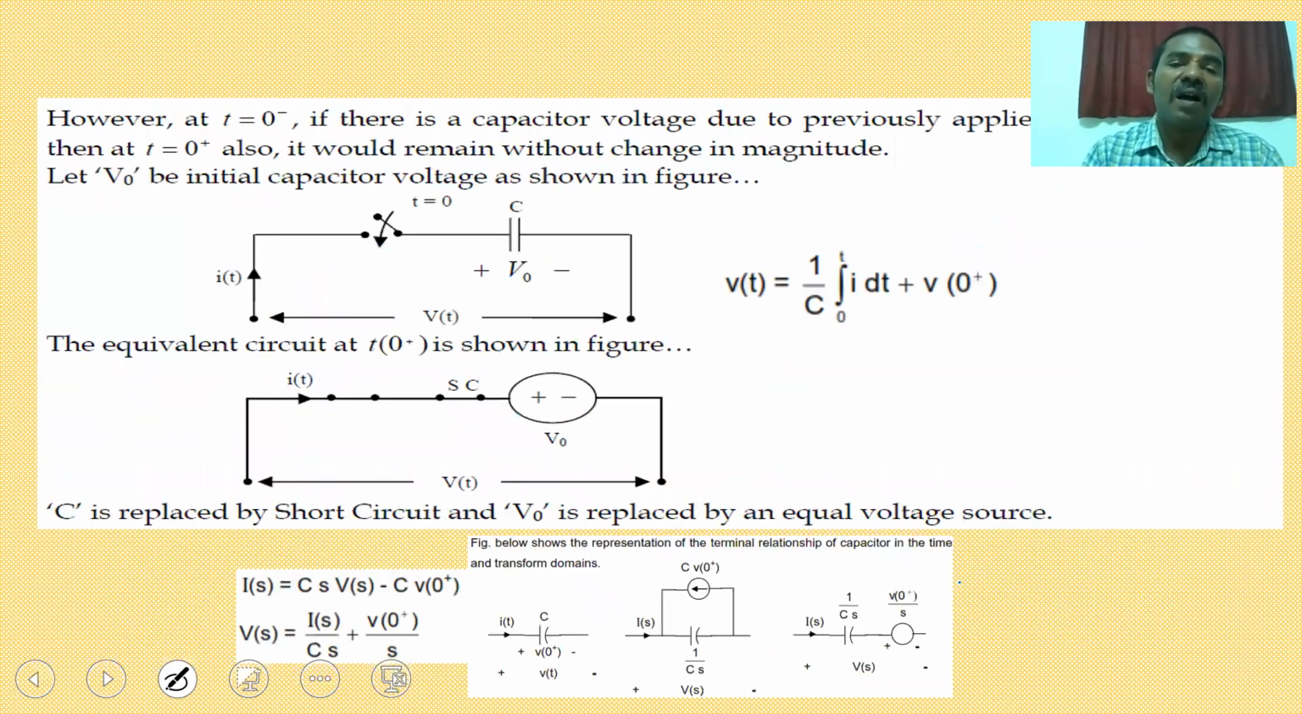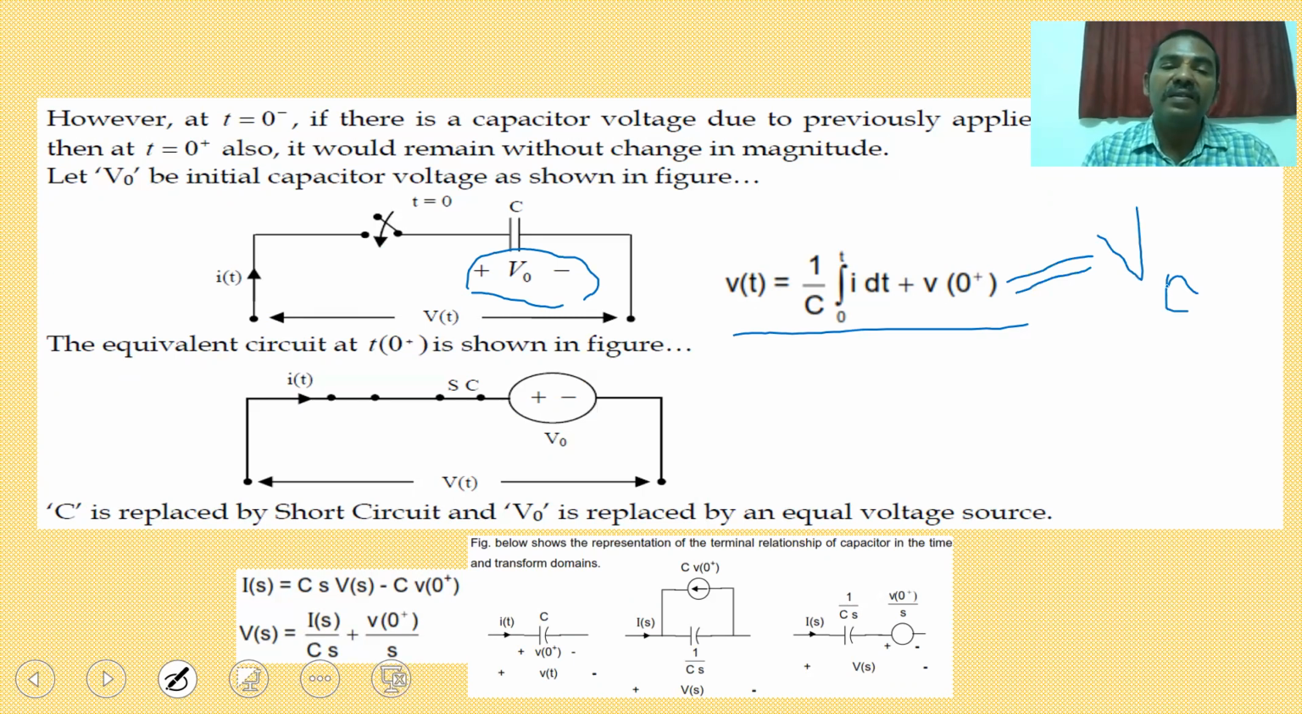Then coming to the initial charge or initial voltage across the capacitor. Let us assume due to the previous source there is an initial voltage across the capacitor, V0. A voltage v(t) is applied at t equals 0, and a current i(t) will flow through the circuit. So v(t) is equal to, the basic equation, 1 by C integral 0 to t of i(t) dt plus v(0+). Here v(0+) is V naught only.